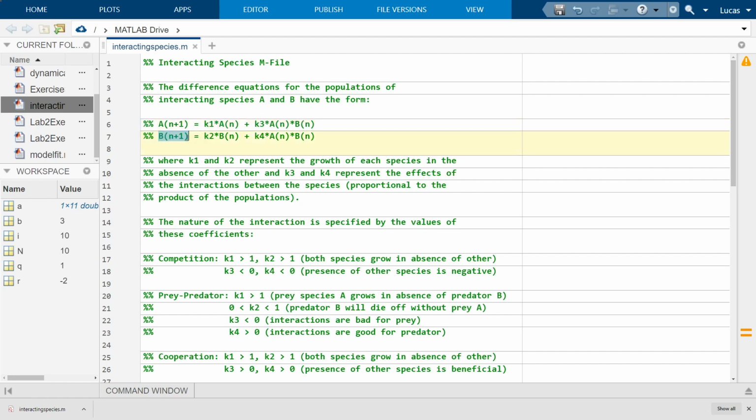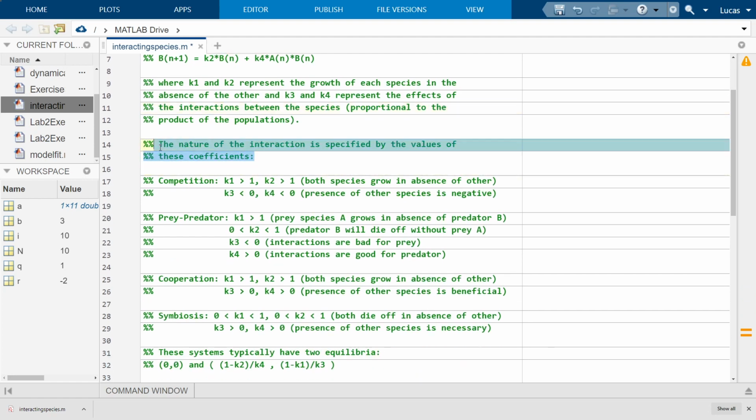Then for the B(n+1), you would have basically the rate of removal for the K2. So this would be a negative thing for K2 Bn. And you would have however many people are transitioning out of the susceptible going into the infected. So K3 An Bn would equal, or sorry, would equal negative K4 An Bn.